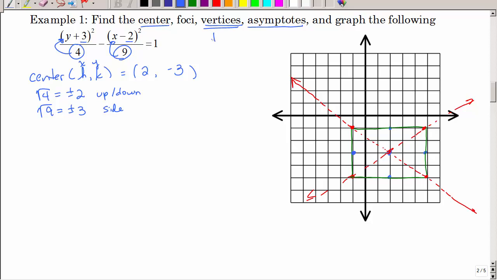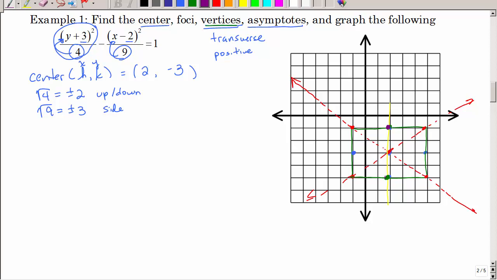The vertices are located on what's called the transverse axis. Not the major, not the minor, the transverse axis, which we're going to get from the positive term. So if this is in standard form, whatever variable comes first, that your axis is going to run parallel. So the transverse axis is going to be parallel to your y-axis. So it's going to be up and down. What does that tell me? It tells me my vertices are those 2 points. Now I can graph it.